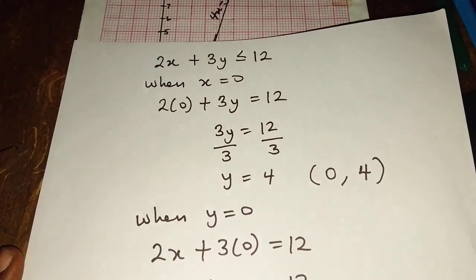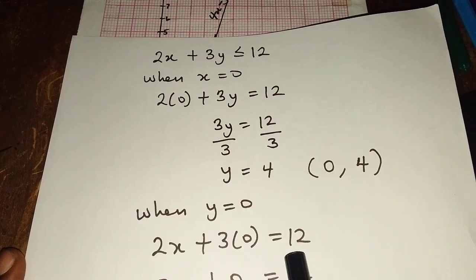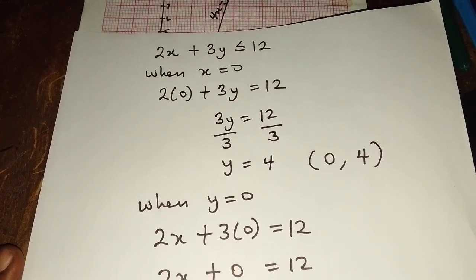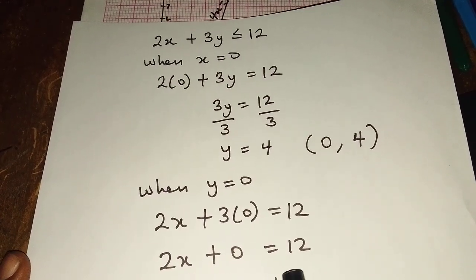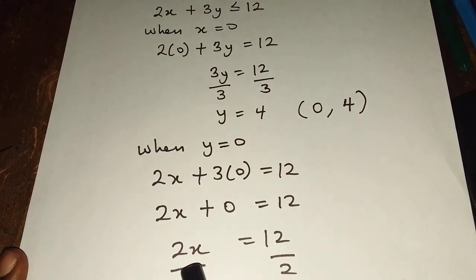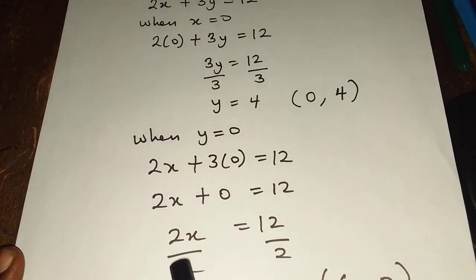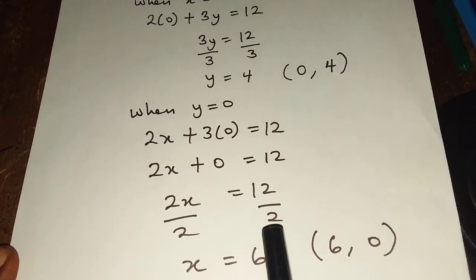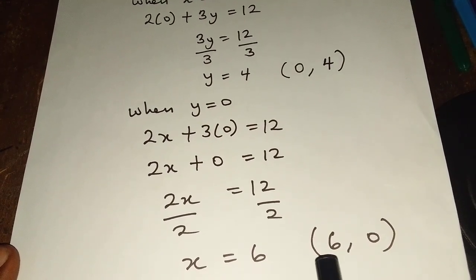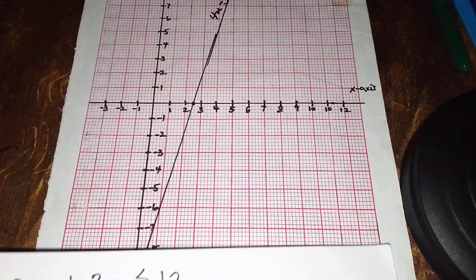Now when y is 0, what will be the value for x? Substitute 0 for y: 2x plus 3 times 0 is equal to 12. 3 times 0 will give us 0. 2x plus 0 is equal to 12. Divide both sides by 2. 2x divided by 2 is equal to 12 divided by 2. 2 cancels 2, you are left with x. 12 divided by 2 will give us 6. So when x is 6, y is 0. We are going to plot the coordinate also.